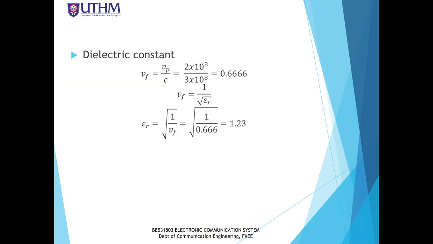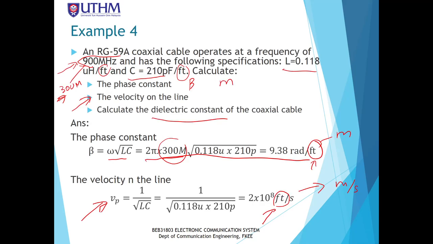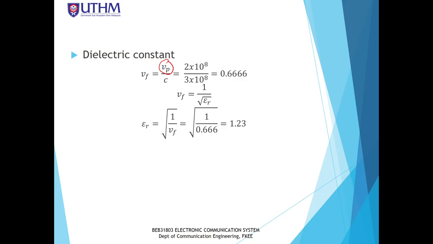So in order to find epsilon r, we need to find the velocity factor. So velocity factor is equal to speed of the wave, Vp, divided with speed of light. Okay, so here is 2 times 10 power of 8 that we already found in the previous example, divided with 3 times 10 power of 8, speed of light. So we get 0.6666.